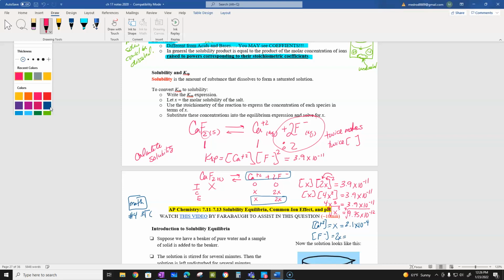So I'm going to take that 2 times 2.1 E button, negative 4, and I'll get 4.2 times 10 to the negative 4. We've got to put molarities on here, and this is what's called molar solubility. So if they ask you to calculate the solubility, they're looking for these two.